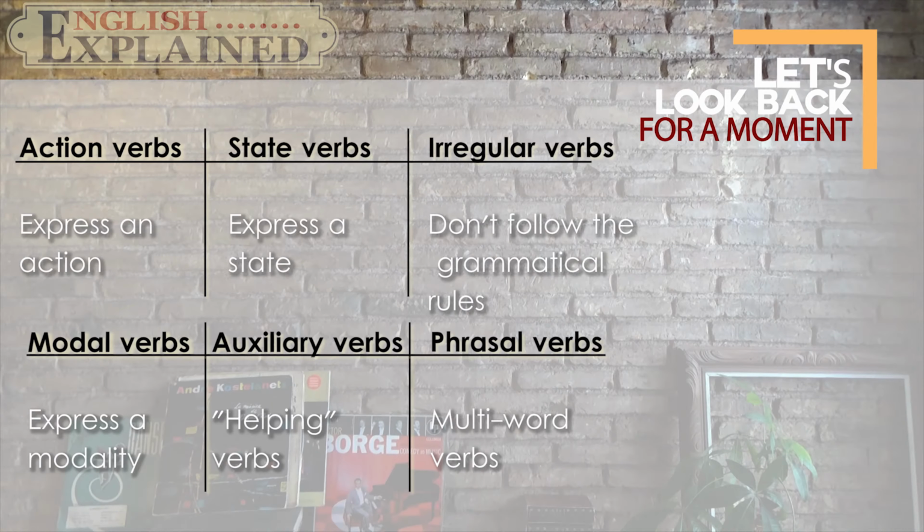Then there are those annoying irregular verbs which simply don't follow the grammatical rules. So that's what defines them. Then you also have the modal verbs and the phrasal verbs. The modal verbs express a modality of a sentence, and phrasal verbs are the verbs which are composed of more than two words. And lastly, we have the auxiliary verbs.